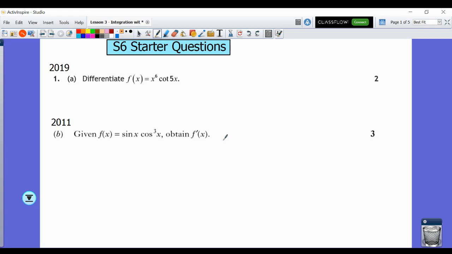Okay, so here's lesson 3, and it's going to be on integration with a substitution that's given to you. But first, what we're going to start with is a starter question. So here are 2 past paper questions. Can you pause the video, try this yourself, and then you get the answers on the next slide. Okay, so pause your video right now.